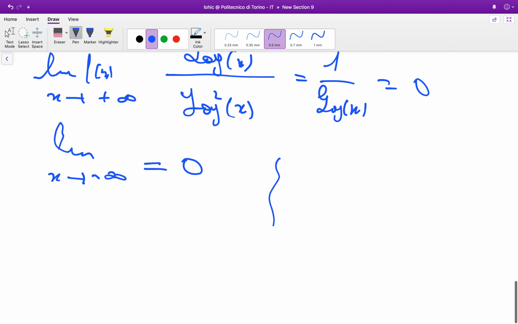Now the asymptotes. Do you have a vertical asymptote? The answer is no.